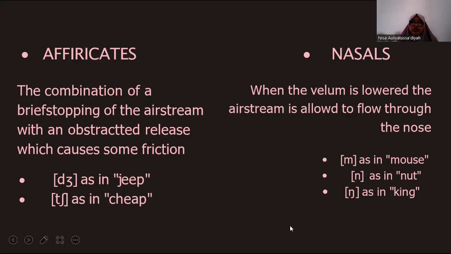The next, there is nasal. Nasal is when the velum is lowered and the airstream is allowed to flow through the nose. The nasal sounds, there is m, as in mouse, n, as in nut, and then ng, as in king.